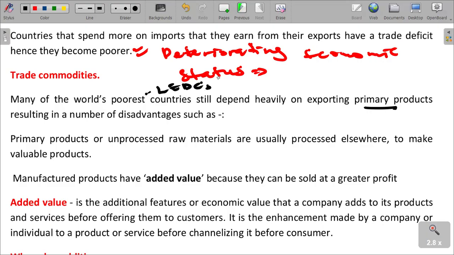These less economically developed countries keep on depending heavily on exporting primary products. Remember, we said less economically developed countries are mostly exporting raw materials. They're exporting unprocessed or semi-processed raw materials, which results in them continuously having disadvantages.